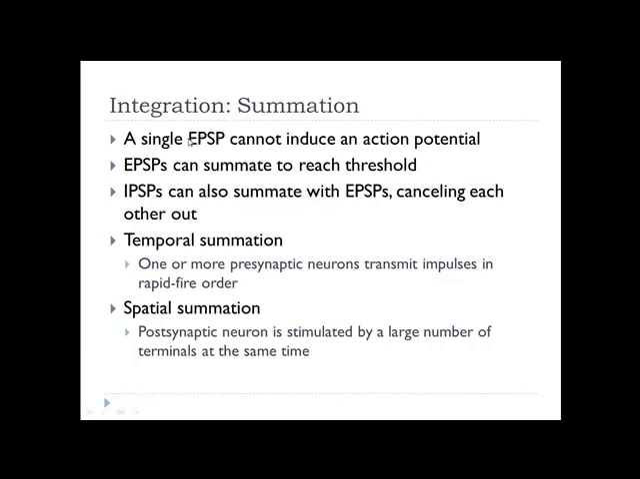Okay, so integration and summation. How does this stuff work? An EPSP alone cannot make an action potential occur. If you put a bunch of them together, it can get you to really reach threshold, and an action potential can occur. If you have EPSPs and IPSPs occurring at the same time, they're just going to cancel each other out. And we already talked about temporal or spatial. So temporal means the frequency of the graded potentials are increasing or decreasing. Spatial or summation means that all of the dendrites are getting activated rather than just one.